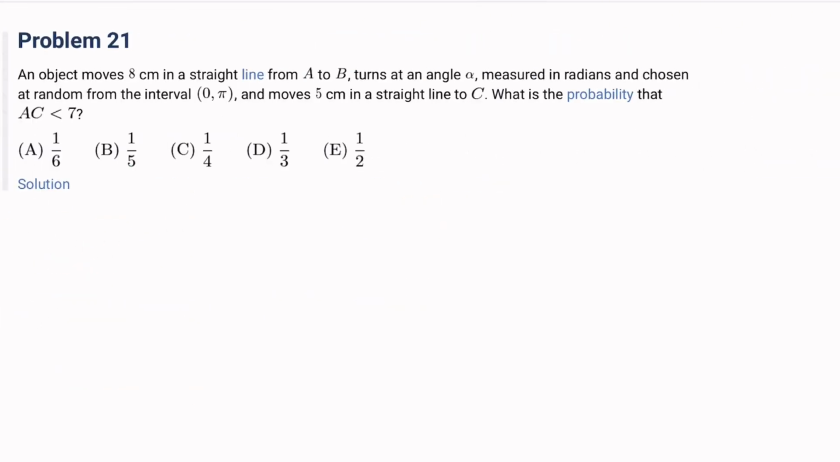Number 21: an object moves 8 centimeters in a straight line from A to B, turns at an angle alpha measured in radians and chosen at random from the interval 0 to pi, and moves 5 centimeters in a straight line to C.